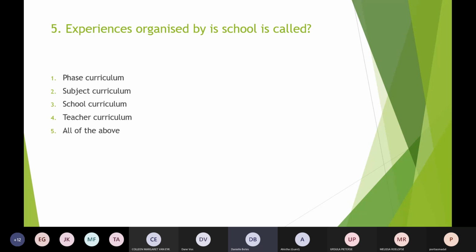I'm not sure. I'm stuck between 3 and 4. Is it okay? Why are you stuck between 3 and 4? Because the experience that it sounds like you were explaining was more like something the teacher would do. So I'm just not sure. Okay, remember, if you look at the questions, experiences that's organized by the school. Okay, if you look at the word school, do you think it will be teacher curriculum then?